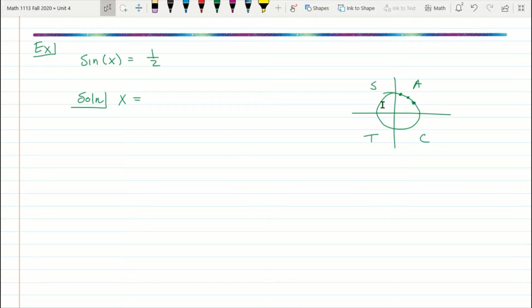If you remember, right? So x can be pi over 6, which is some angle here, but then also over here, right, which we can find by doing pi minus pi over 6, and this comes out to be 5 pi over 6. So we have two solutions that satisfy this equation. Okay, so, you know, at a very basic level, that's all that we have to do.